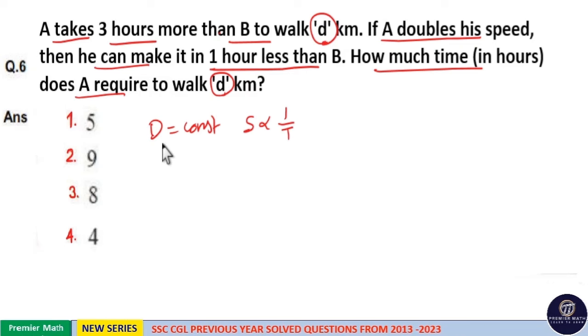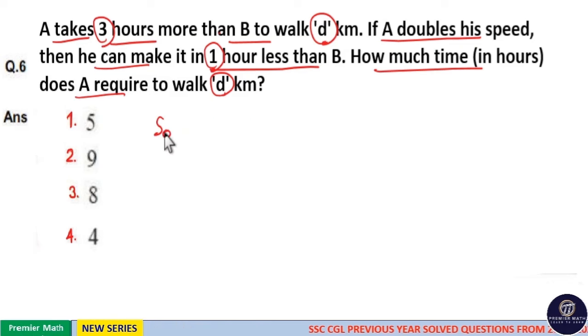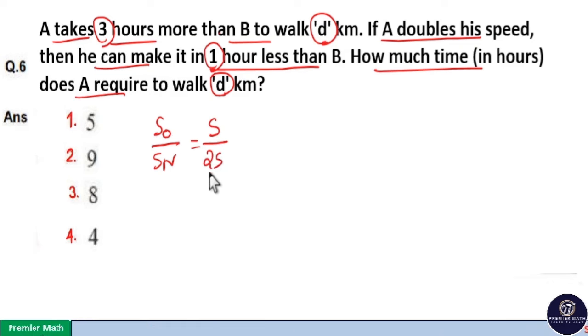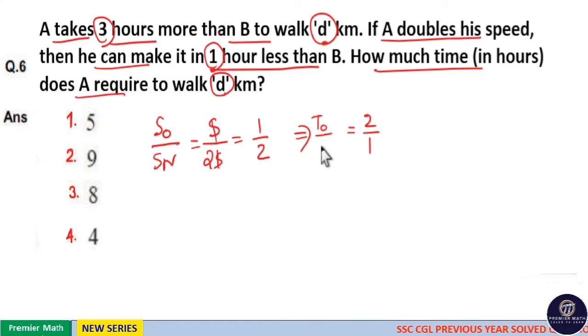Here there are two cases. In both the cases, distance is constant. In the first case, A takes 3 hours more than B at his usual speed. So when he doubles his speed, that is in the second case, he takes 1 hour less than B. Now speed ratio means old speed divided by new speed, where old speed is the usual speed and new speed is double the speed. Now the s cancel, this is 1:2. Now if speed ratio is 1:2, then time ratio is equal to 2:1. Time ratio means old time divided by new time.